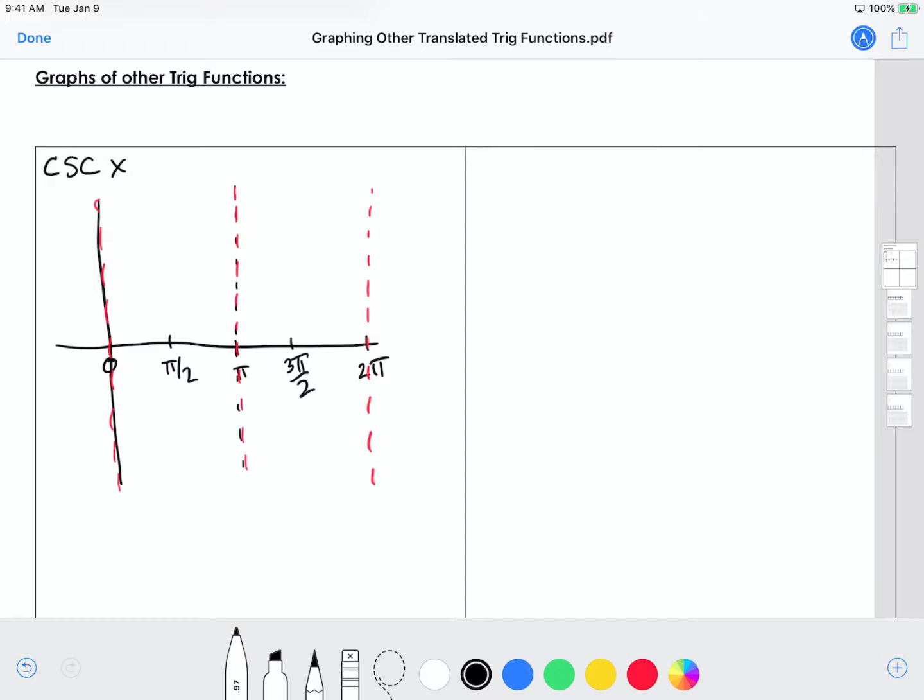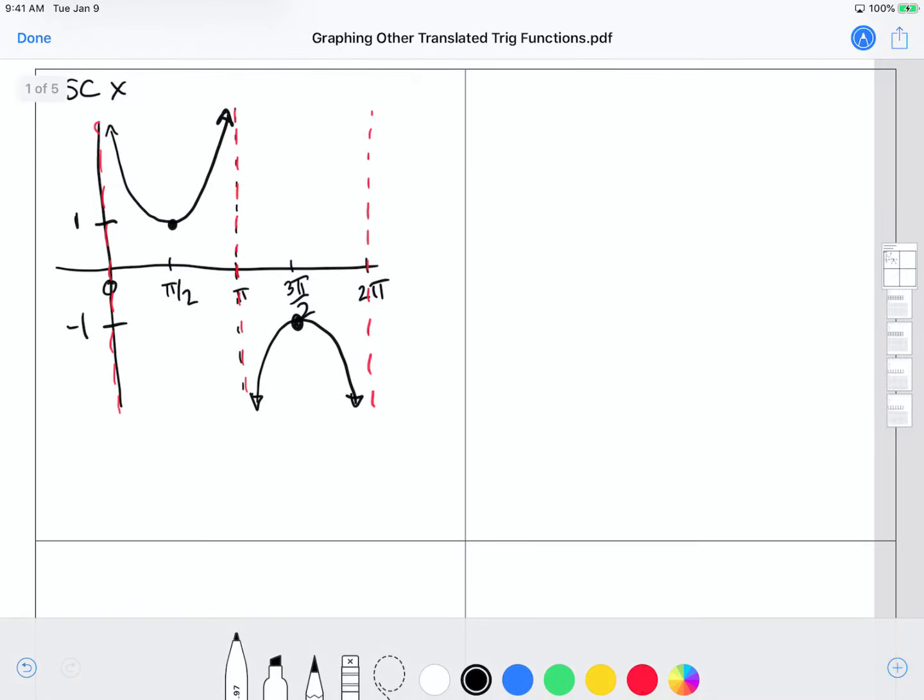When we start plotting points, it's going to look like this. And this point right here will be at 1, and this point right here will be at -1. If you notice, the domain of cosecant is everything except for any multiple of pi. That's where we're going to have our asymptotes.